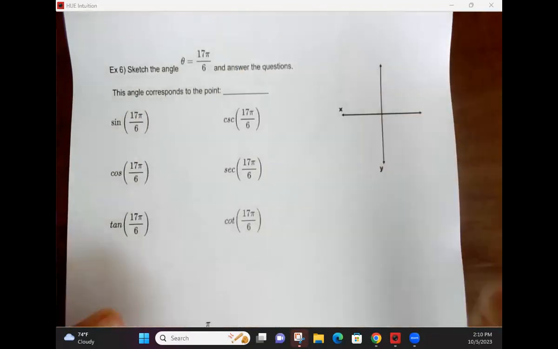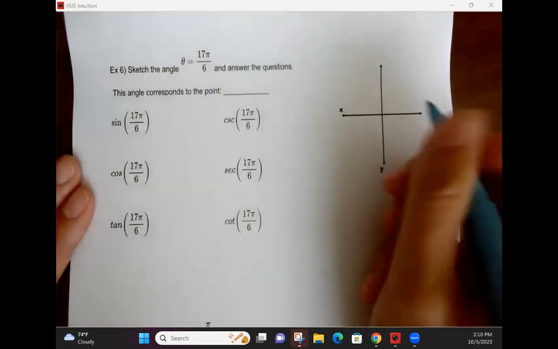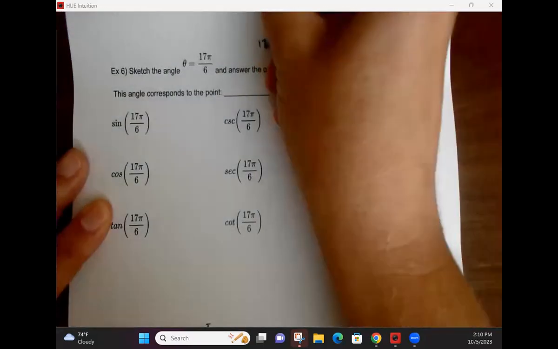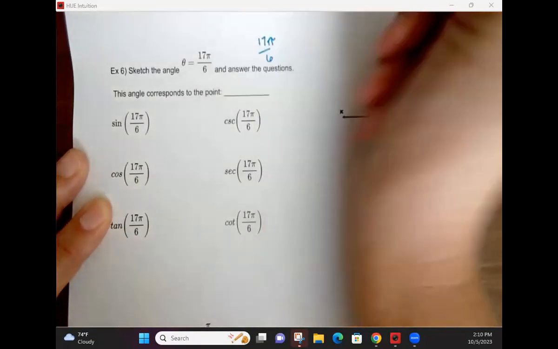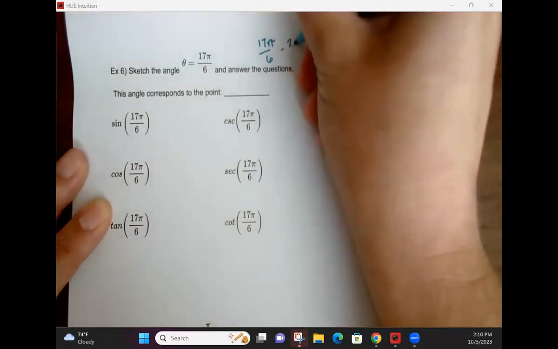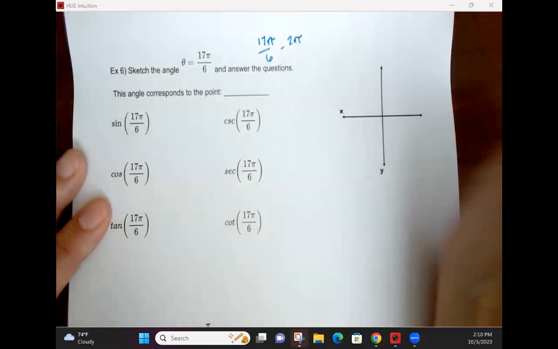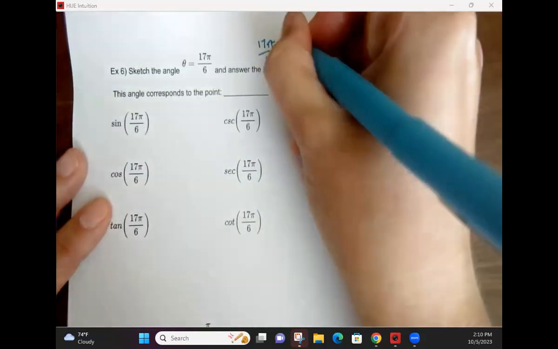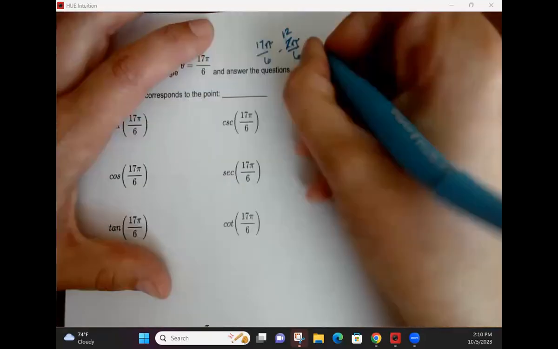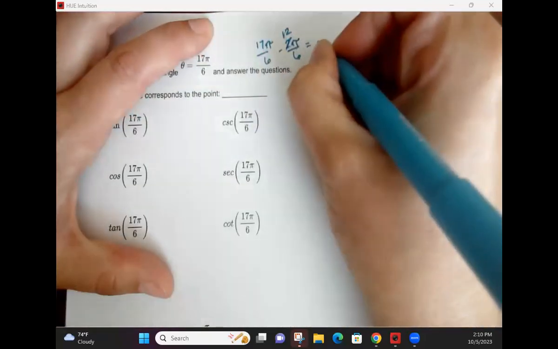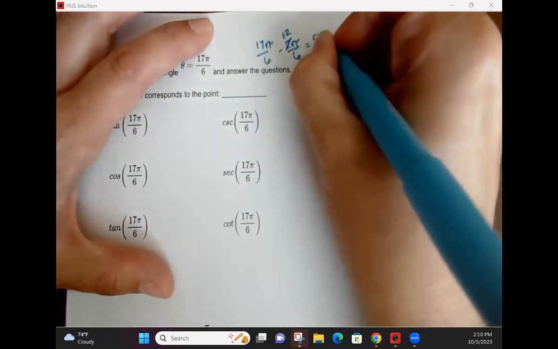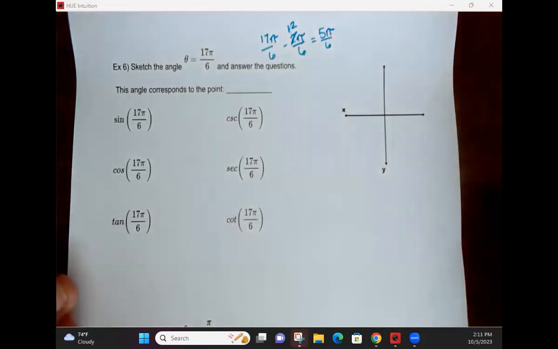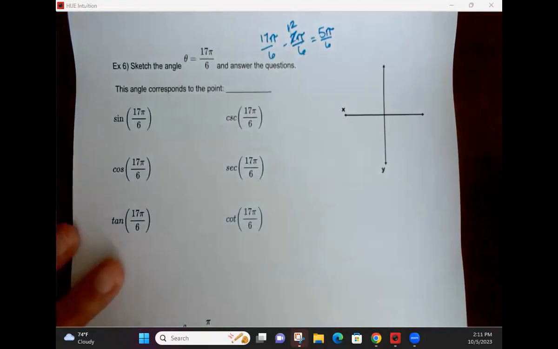To figure out how far around I go on that second rotation, I'm going to take 17 pi over 6 and subtract 2 pi. I'm going to subtract that one full rotation. So if I change this to common denominators, that'd be 12 pi over 6. When I subtract, I would be left with 5 pi over 6. So I'm going to do one full rotation, and then I'm going to end at 5 pi over 6.